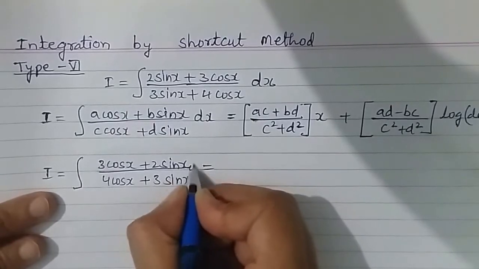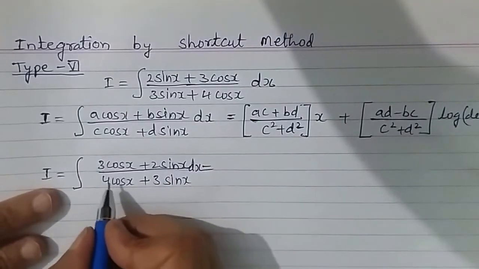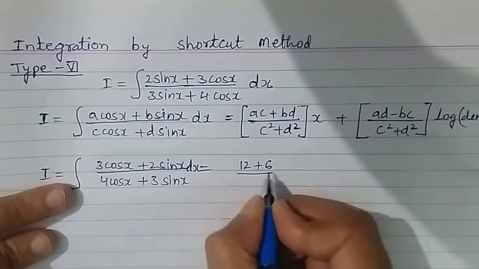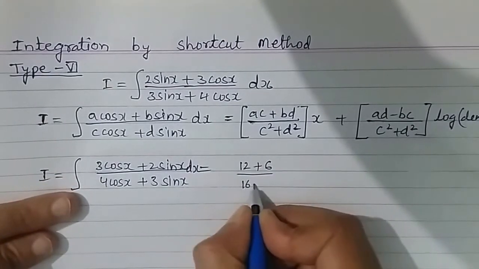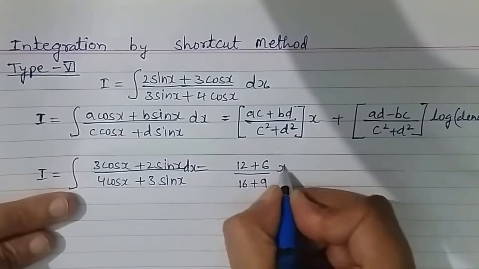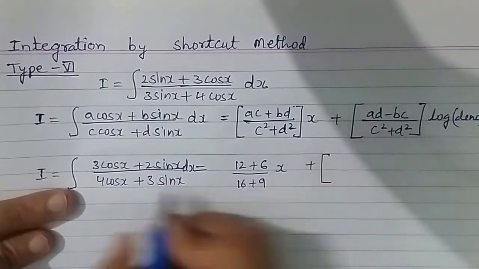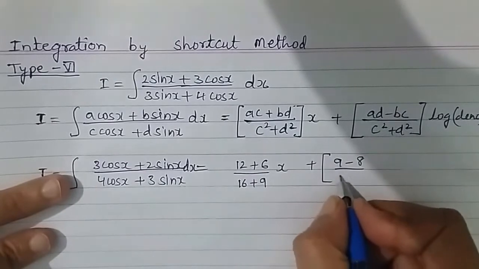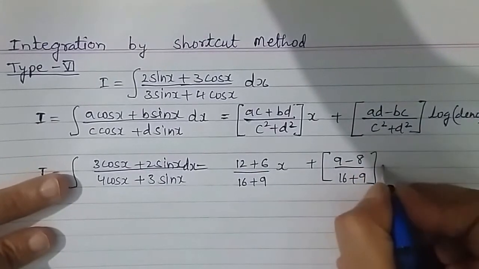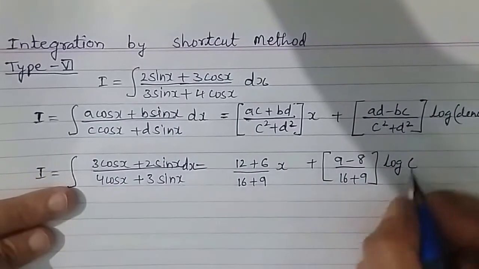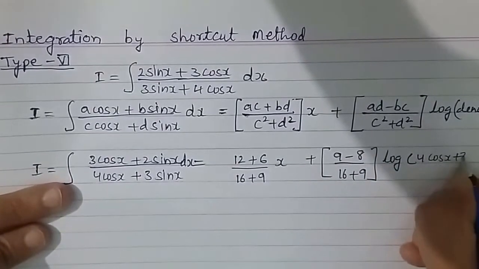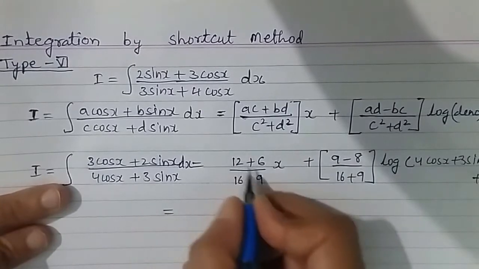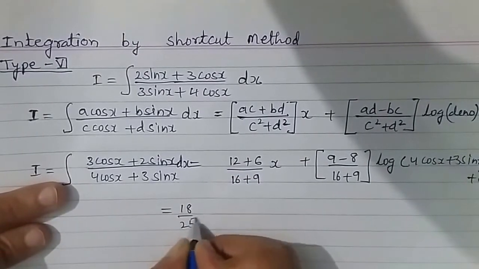The answer to this integral is ac plus bd. So 3 into 4 is 12 plus 2 into 3 is 6, divided by c square plus d square. 4 square is 16 and 3 square is 9, times x, plus ad minus bc. 3 threes are 9 minus bc, 4 into 2 is 8, divided by 16 plus 9, times log of denominator. The denominator in this question is 4 cos x plus 3 sin x, plus constant of integration.